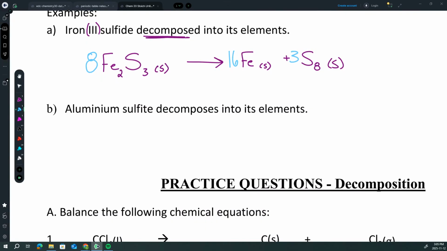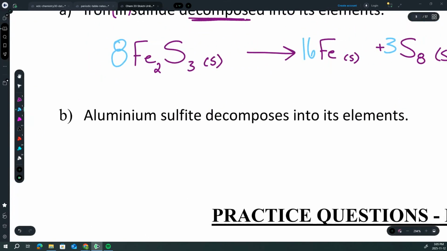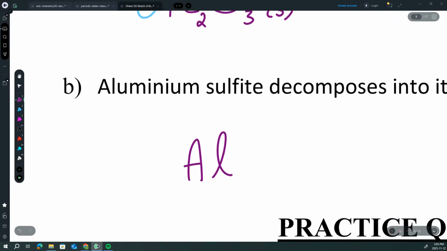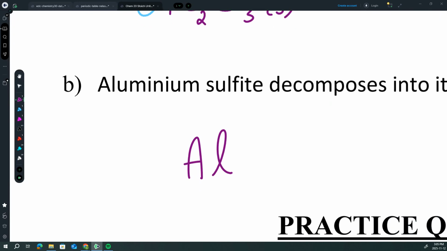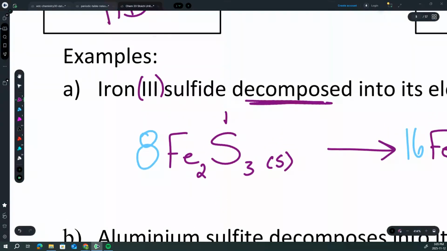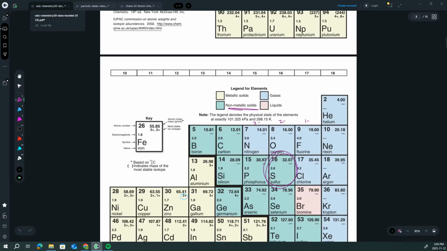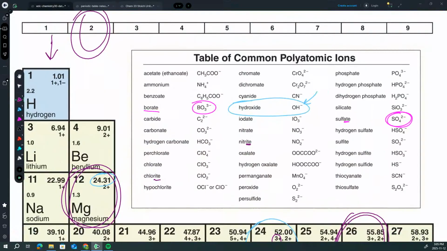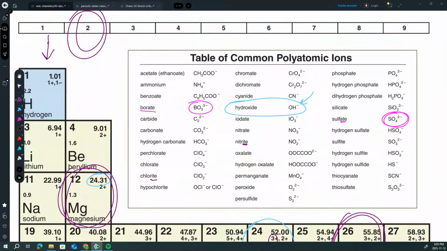Aluminum sulfite decomposes into its elements. So aluminum sulfite. Aluminum is Al. Now sulfite, do not get that confused with sulfide. Sulfide is just sulfur. Sulfite, if we look at our periodic table, if it ends in ITE or ATE, it's probably a polyatomic ion. So we can find sulfite right here. It's SO3 with a 2- charge.